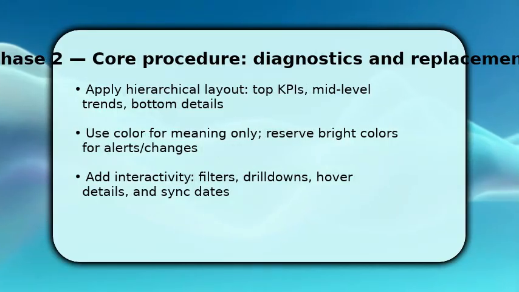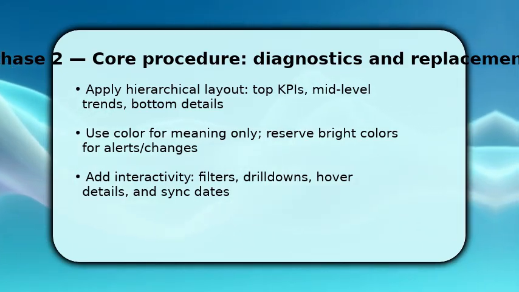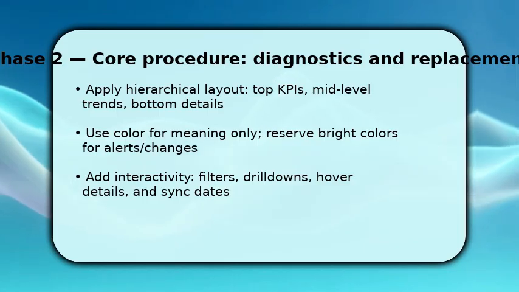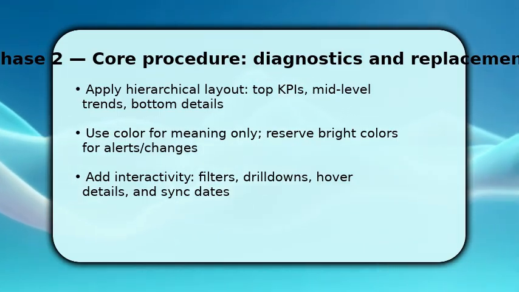Once the framework exists, focus on design rules and data logic. You should arrange KPIs at the top for quick scannability, then place trend charts and supporting tables below. This creates a natural visual path. Make color choices deliberately. Use one highlight color for alerts and muted tones elsewhere.